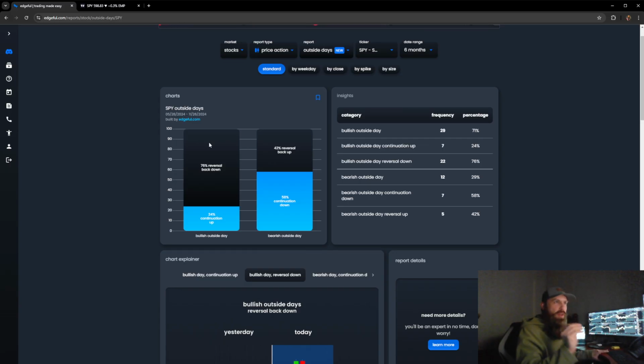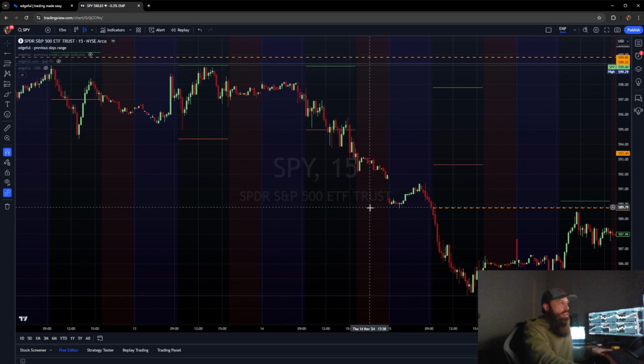So if I'm looking for setups in the morning, or as price opens, right, opening bell, I'm looking for setups. When I see this, I know my odds are very strong.